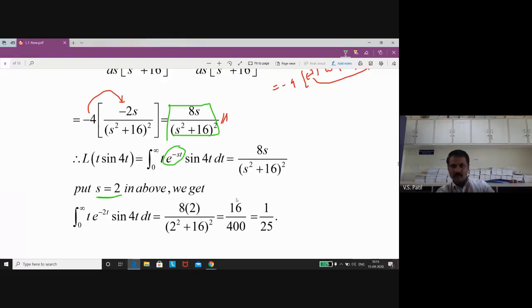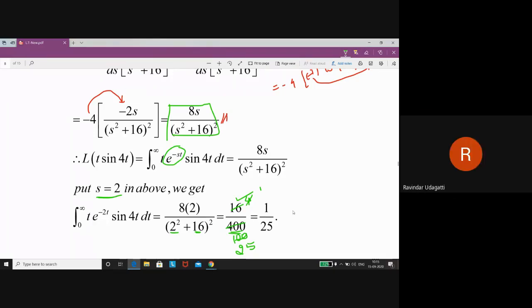So 8 into 2 is 16. We have written here. Now observe here. 2 square is 4, 4 plus 16 is 20, 20 square is 400. Am I right? Yes, sir. So if you simplify this, you can do it directly. Otherwise, if you are not that perfect with the simplification, 4 4s are 16, 4 hundreds, then 4 ones are 4, 4 twos are 8, then 2 is remaining, 4 fives are 20. So finally you will get 1 divided by 25. Is that clear?